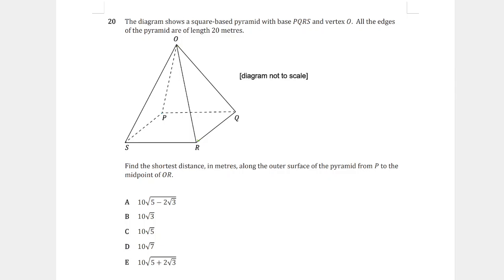Okay, question 20. The diagram shows a square-based pyramid with base PQRS and vertex O. All the edges of the pyramid are of length 20 meters. Find the shortest distance in meters along the outer surface of the pyramid from P to the midpoint of OR.